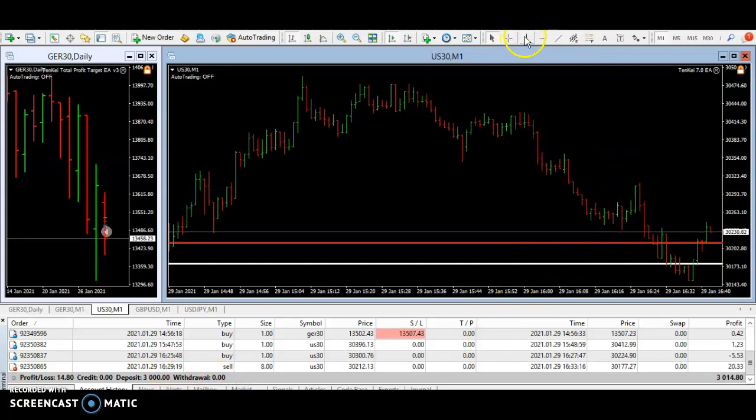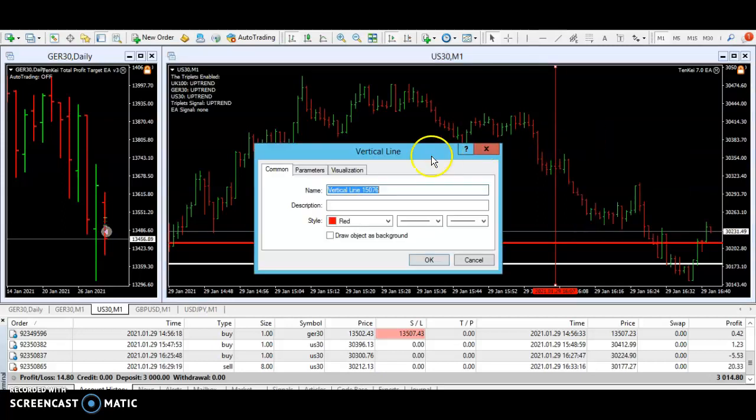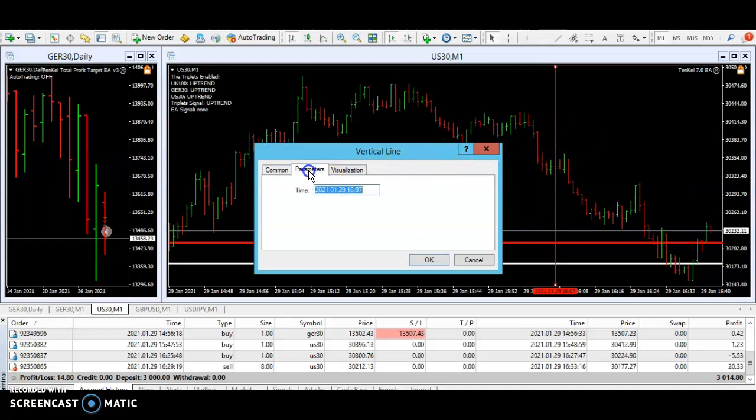Should we put a vertical line in there? Let's do it. Let's go all the way, shall we? So we'll put this line as a sell line as well. So double click it. Let's try it again. Double click and right click on it. Vertical line properties, parameters, and let's see the time. That's the date and the time.